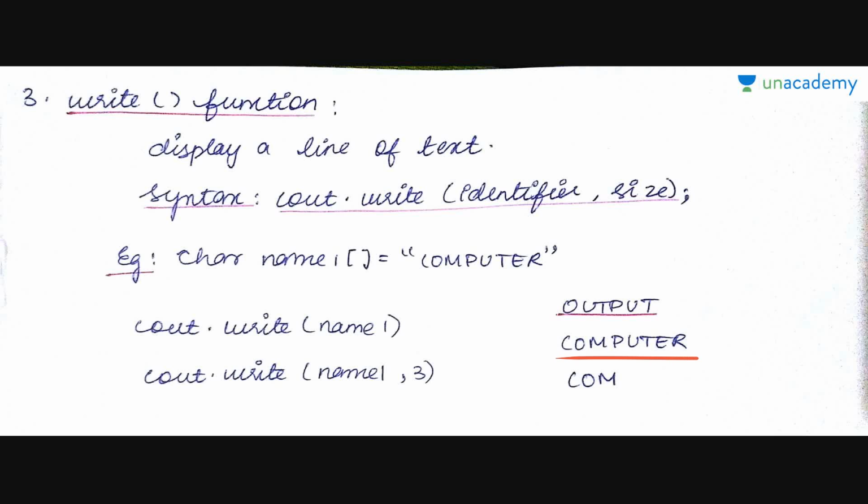But if you want to specify how many characters to print, you can write the size, which is nothing but the number of characters you want to print on the output screen. Here, if you write cout.write(name1, 3), name1 is computer, and from that you print only the first 3 characters, so the rest of the characters are skipped. This method is useful in some ways. So the output of this line would just print com, because the size is specified as 3.